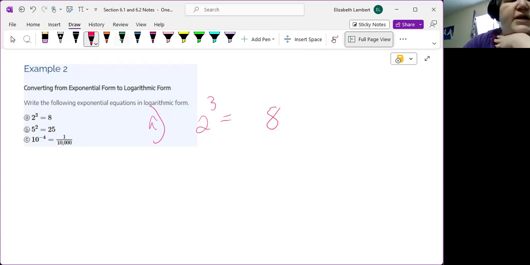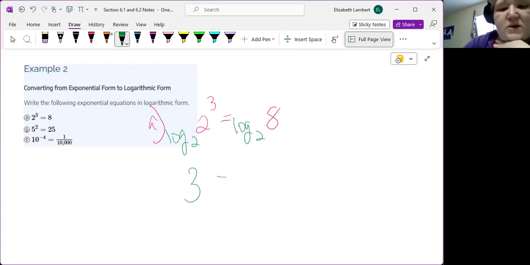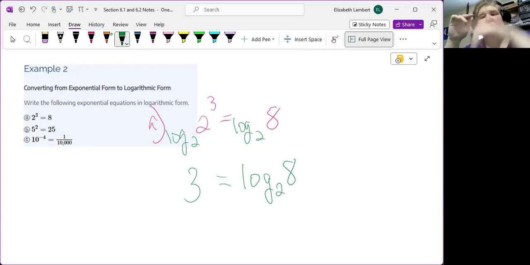So 2 to the 3rd equals 8. I am going to apply log base 2 to both sides. Log base 2 of 2 to the is the same as 2 to the log base 2 of. They undo each other. So on this left side, all we have is the 3. And on the right side, we have log base 2 of 8. You might have to type the equation the other way around. Log base 2 of 8 equals 3. We even have questions that make you do this.